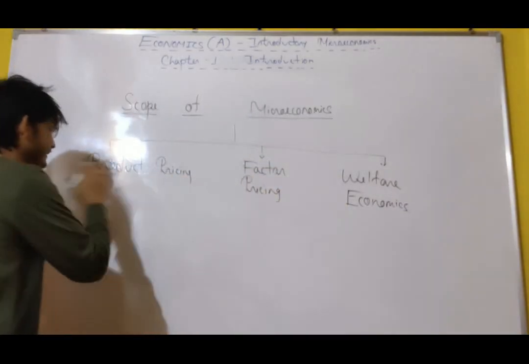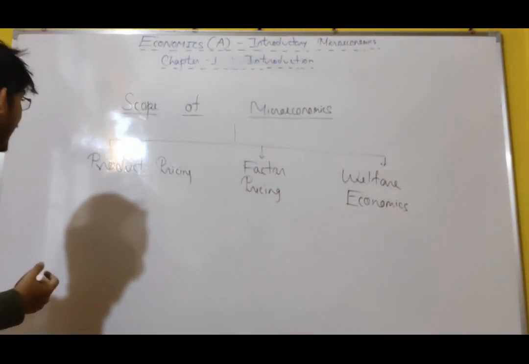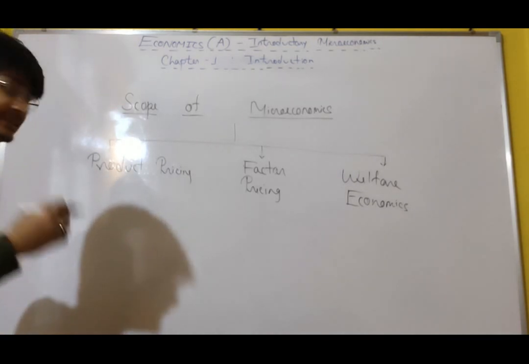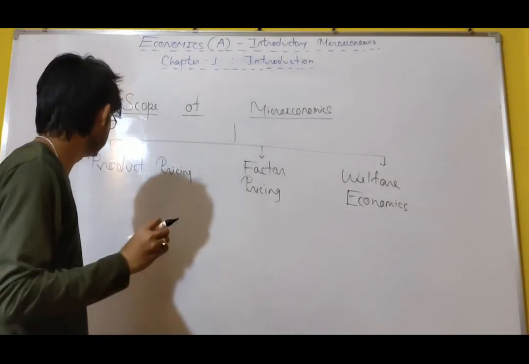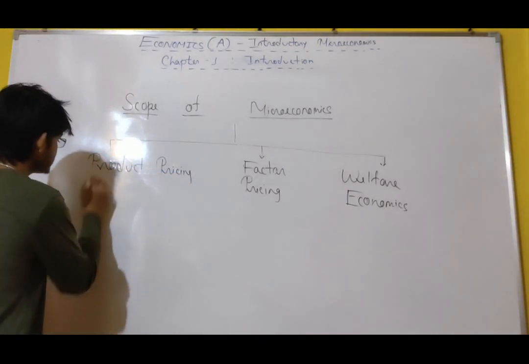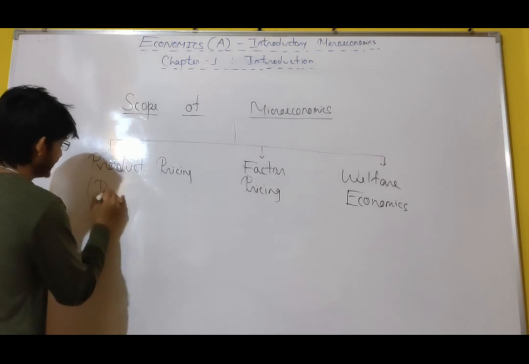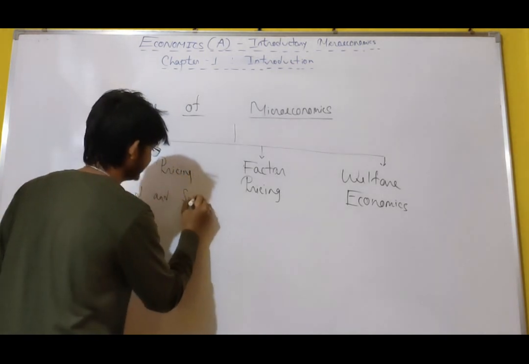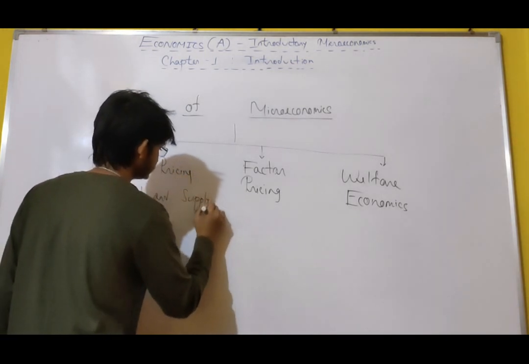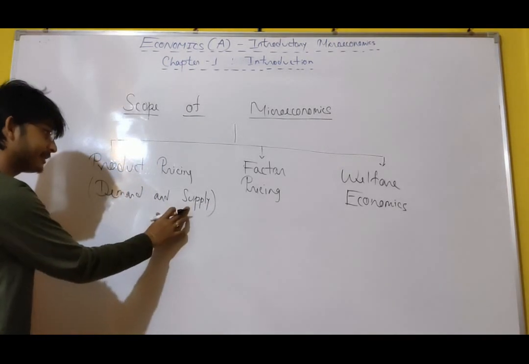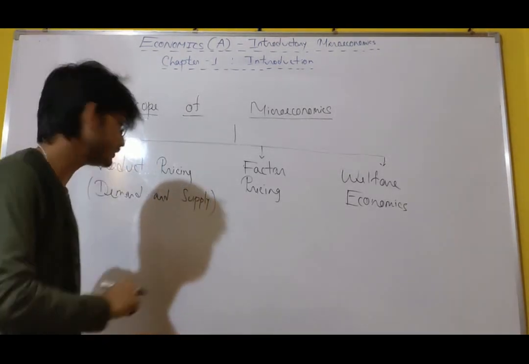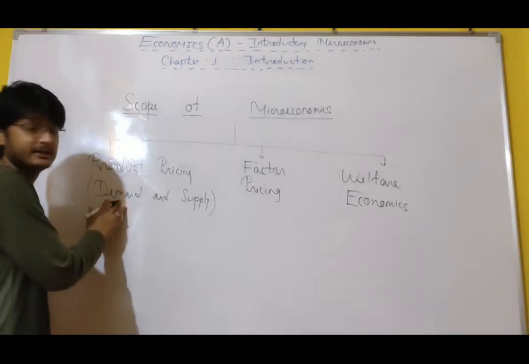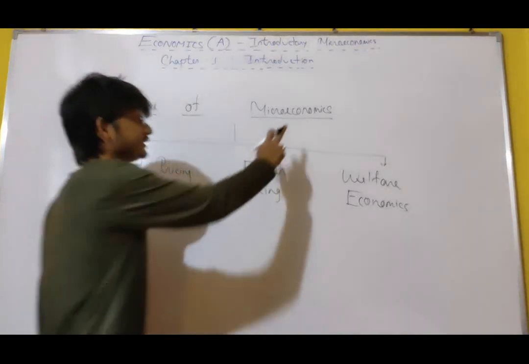So in product pricing, we basically deal with how to price the product, and that is decided by the forces of demand and supply. The demand and supply simply means individual demand and individual supply. The demand coming from an individual consumer, and which is individual things, comes under microeconomics.